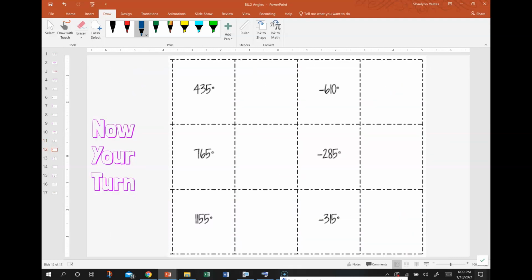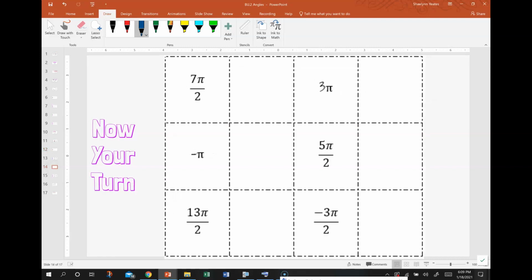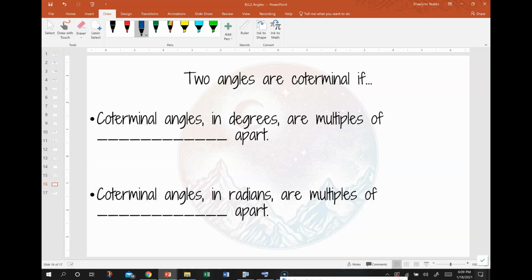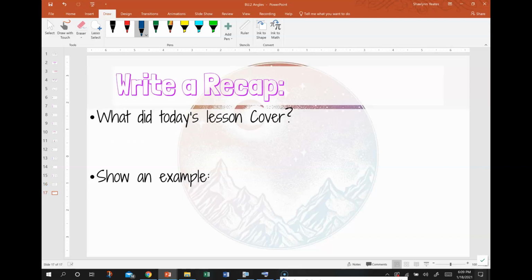All right? I want you now to do these ones and see if you can find any other coterminal angles or ones that match. Okay? And go ahead and do these. See if you can find other coterminal angles. Once you're done with that, see if you can answer these two questions. Two angles are coterminal if... Coterminal angles in degrees are multiples of blank apart, and coterminal angles in radians are multiples of blank apart. Okay, think about it. All right, and then write a recap of today's lesson. You've got this.